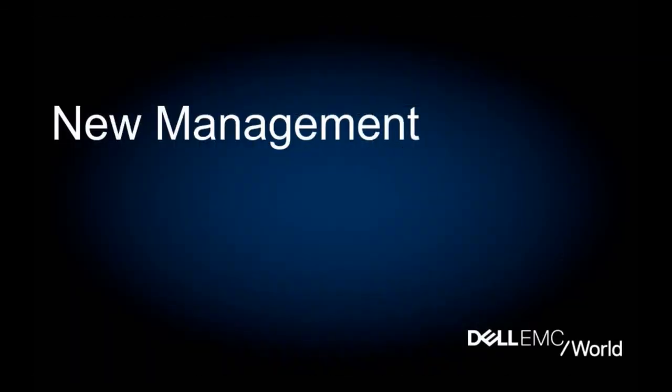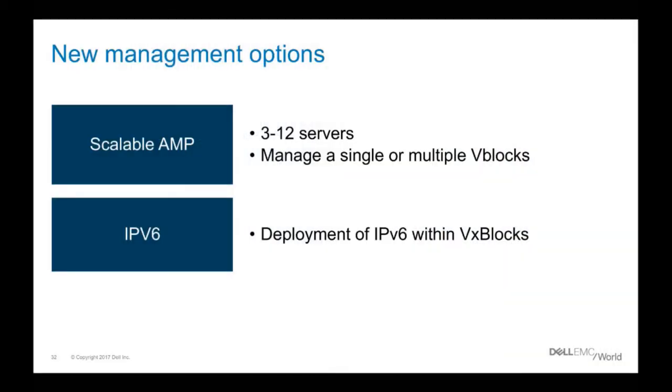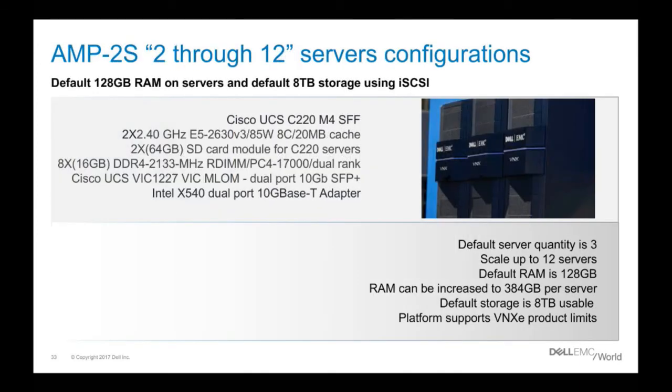Okay, now we're going to switch gears and talk about management. In management, we'll break that into 2 sections. We'll talk briefly about the scalable AMP, and then we'll step into IPv6. For the AMP-2S, that configuration scales from 2 servers to 12 servers. Our recommended default is 3 servers. 3 servers aligns with VMware's cluster standards, so we recommend that. Also, on the scalable AMP, you have the ability to scale your storage from the base 8 terabytes up to the maximum configuration of 150 drives.